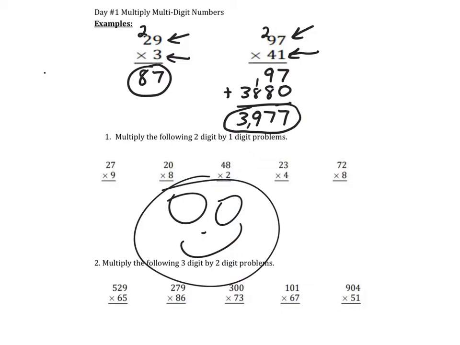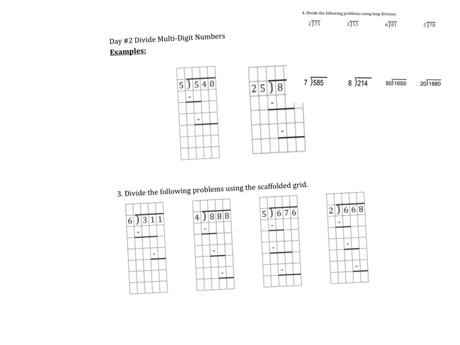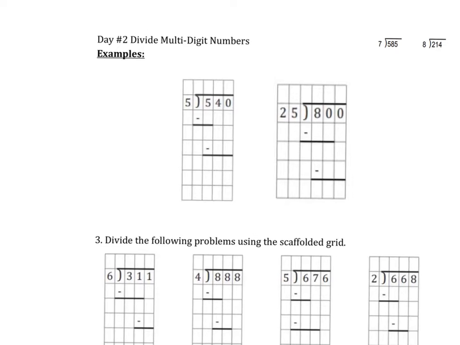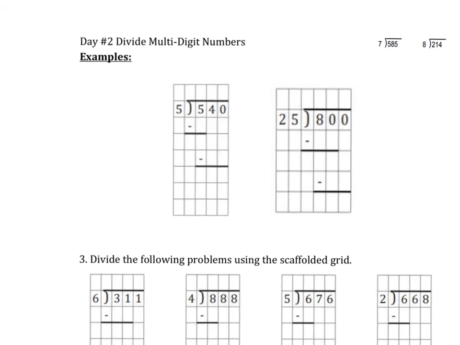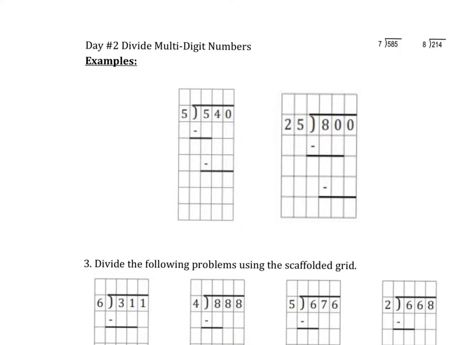All right, so I'm going to assume that you can do these multiplying, and we're going to get into the division. So on your division sheet, it started off with these. Now these are nice because these examples have the graph paper in the background. So let's do one together.